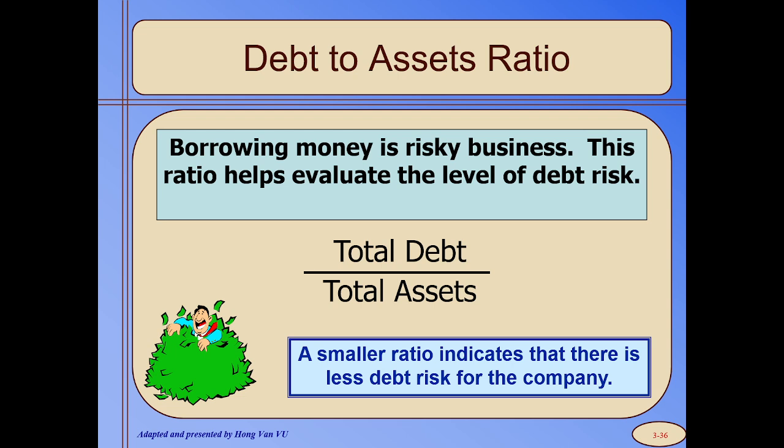The second ratio is the debt to assets ratio. Borrowing money is a risky business. The debt to assets ratio helps evaluate the level of debt risk. It is calculated as total debt divided by total assets. A smaller ratio indicates that there is less debt risk for the company.